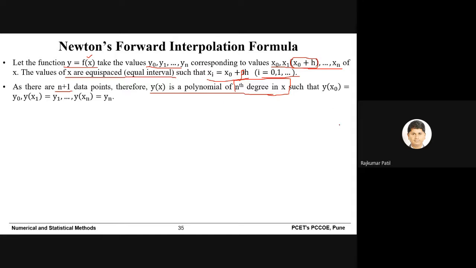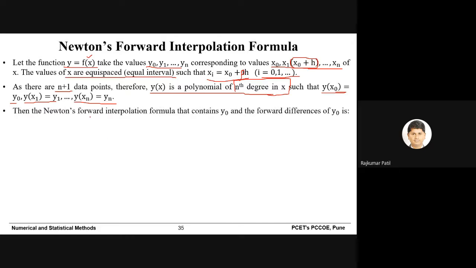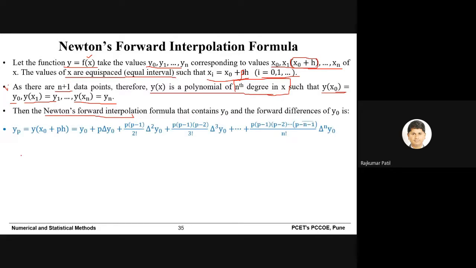For simplification and mathematical estimation, we are assuming y of x0 is equal to y0, y of x1 is equal to y1, y of x2 is equal to y2, up to y of xn is equal to yn. This is for the sake of notation and calculation. Then, after defining the notations, the formula for Newton's forward interpolation is, yeah, here you can see.